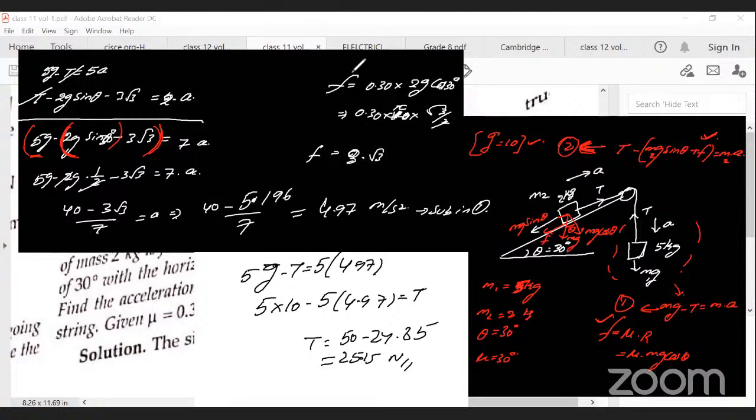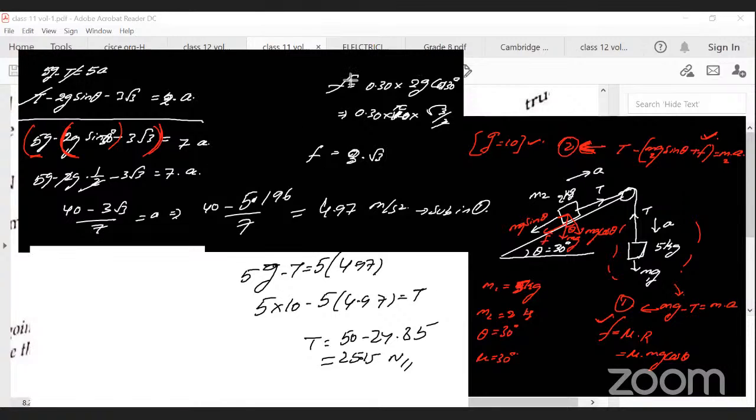So let's see what is the part. I'll change the color. Okay. So what I'll do, I'll take 5g. So you have added it, right? So you get the mg common thing, correct? Yes, sir. Okay, mg common thing.